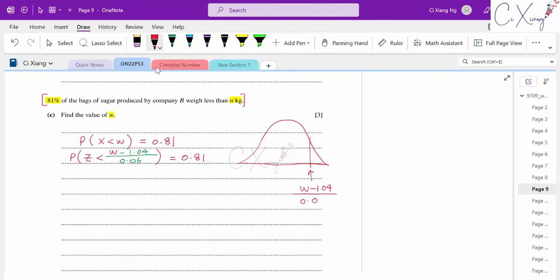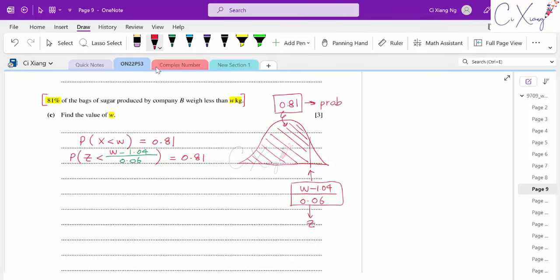So that when they are looking for the area smaller than this value, it refers to this whole area, and this whole area should be a large area, which equals 0.81. Our aim is to find the value from the normal distribution table. So what should we look for? In the normal distribution table, we should look for 0.81, but please take note that 0.81 is the value of the probability, and we are looking for the value of z.